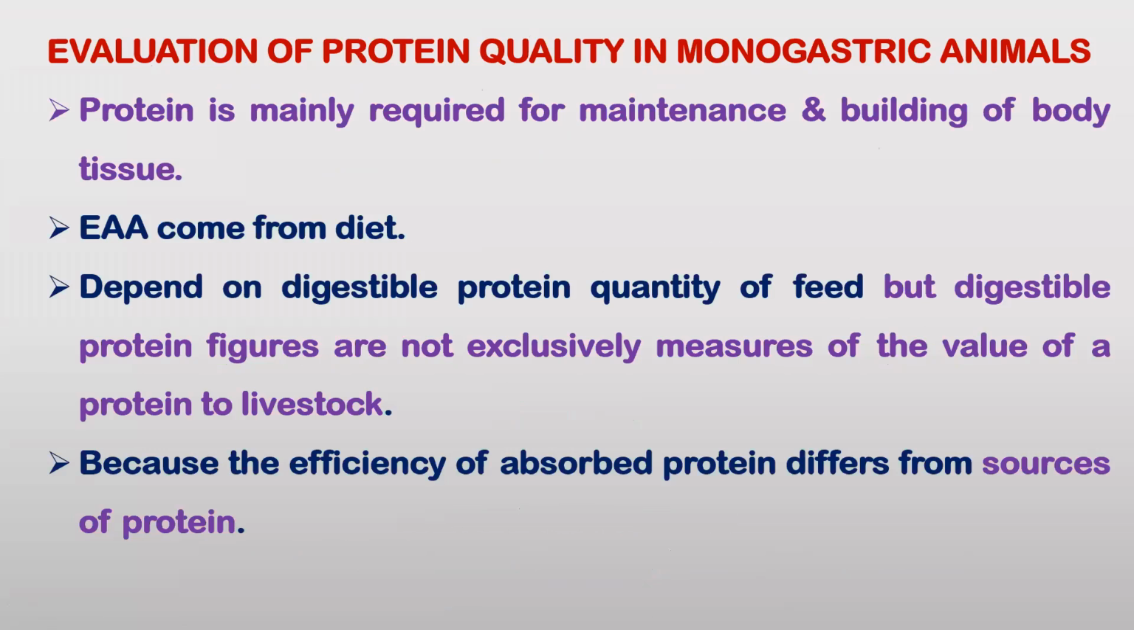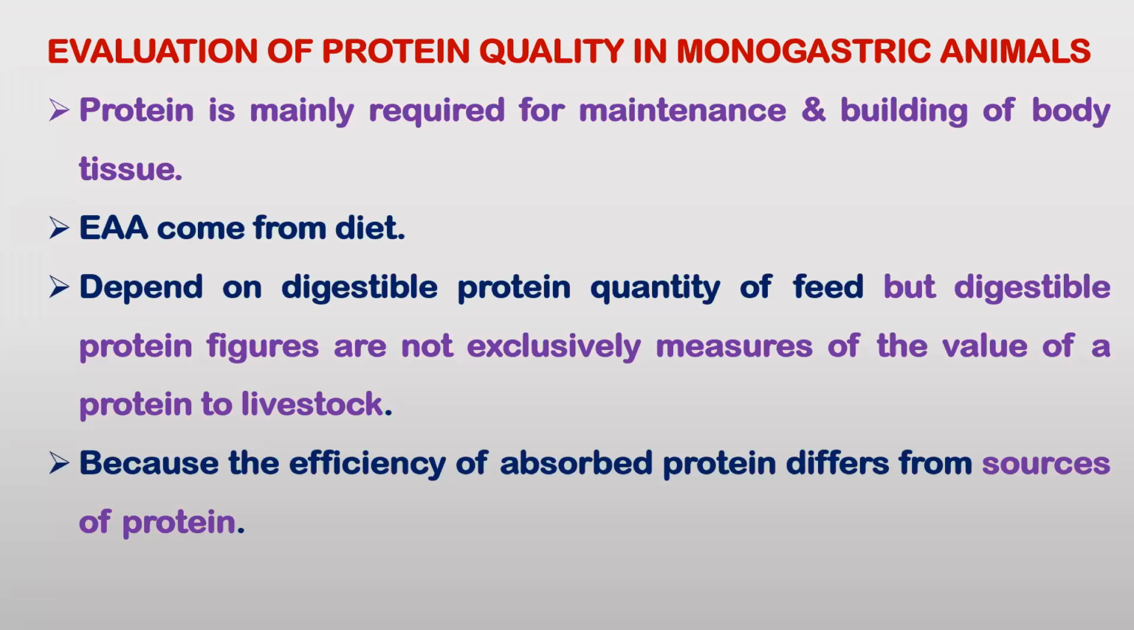First of all, how can we evaluate the protein quality in monogastric animals, and what are those methods for evaluation of protein quality in non-ruminants? And after finishing the non-ruminant part, we will discuss the ruminant part: how we can evaluate the quality of the protein in ruminants as well. So today we will discuss the monogastric species.